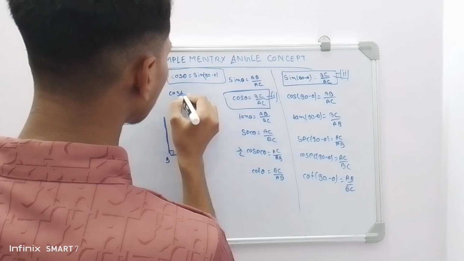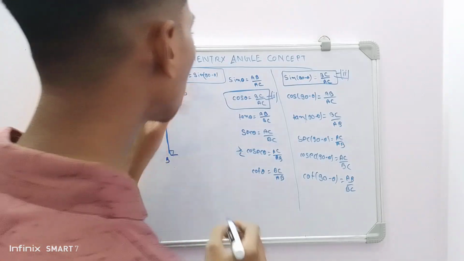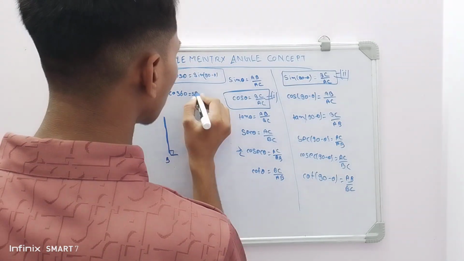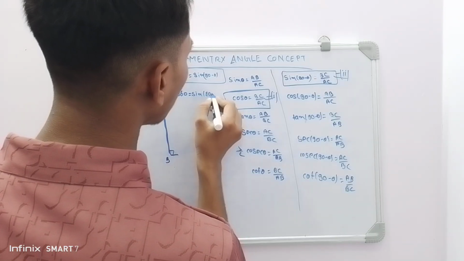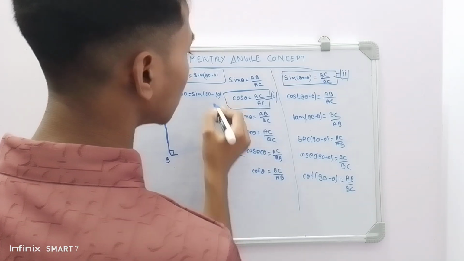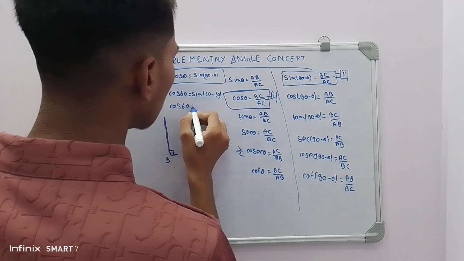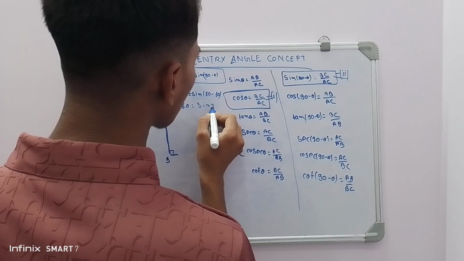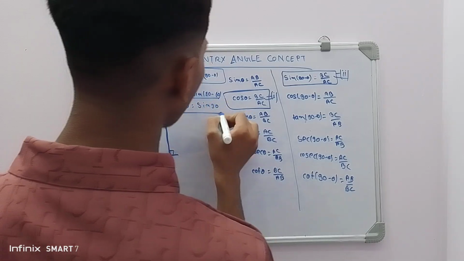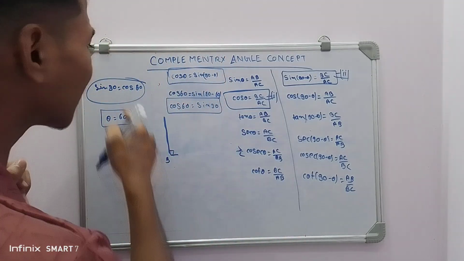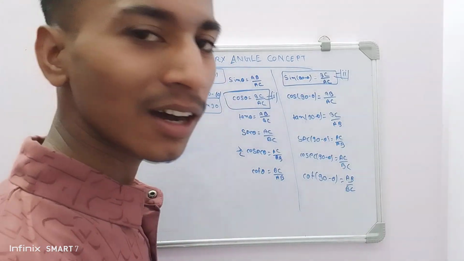So the cos of 60, at the place of theta you have to write the 60, and here also the sine of 90 minus 60, because at the place of theta you have to write the 60. Then cos of 60 is equal to sine of 30, because 90 minus 60 is 30. So as you are able to see, this is right, what I said earlier.